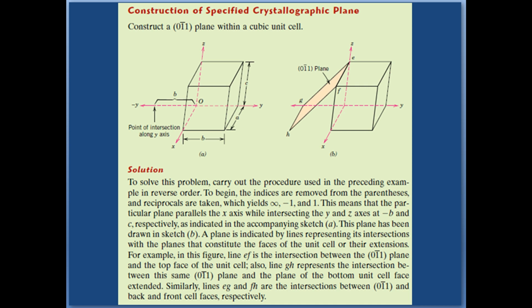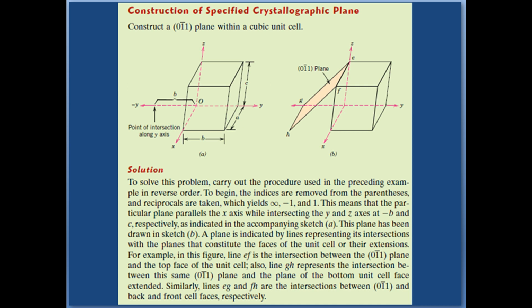First, we start with step number 5: the integer indices, not separated by commas, are enclosed in parentheses, as given in this particular problem. Now we take the reverse order procedure. The fourth step is, if necessary, these three numbers are changed to a set of small integers by multiplication or division by a common factor. Then, again taking the reverse order, step 3: the reciprocals of these numbers are taken. A plane that parallels an axis may be considered to have an infinite intercept and therefore a zero index.